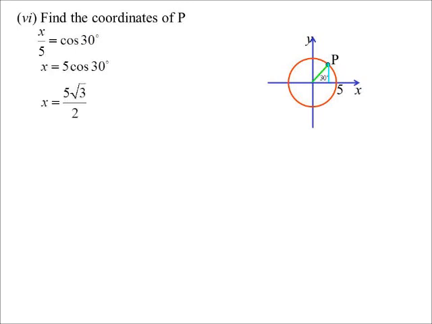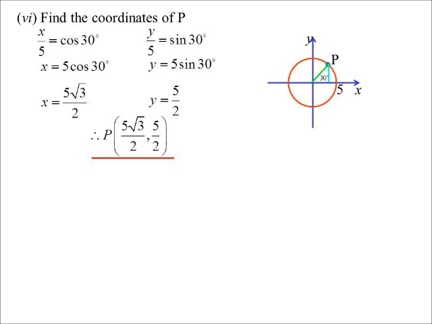5 cos 30, but that's one of our exact values. Cos of 30 is, of course, root 3 on 2. So we get the x value is 5 root 3 on 2. The y value turns out to be 5 on 2. So the coordinates of P are 5 root 3 on 2, 5 on 2.